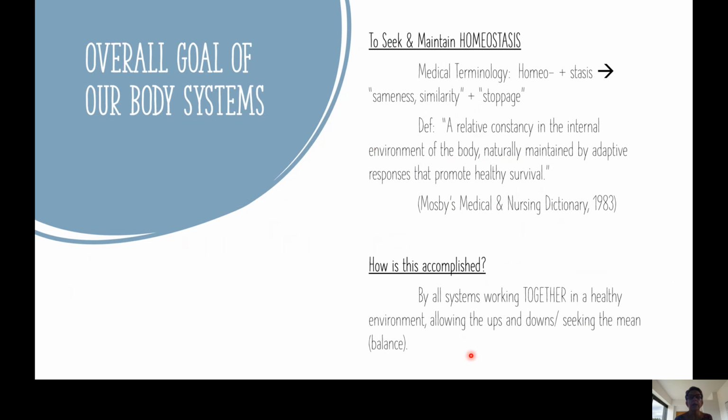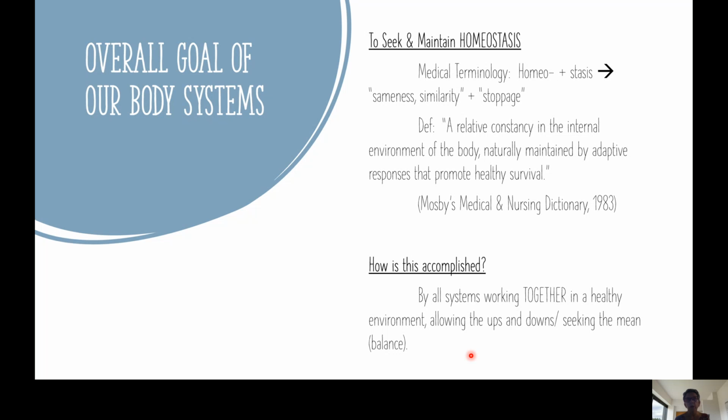So what actually is homeostasis? By definition, homeo means same or similarity. Stasis means stoppage. So what happens is when the body systems get back to the sameness location, whether it's blood pressure or concentration of electrolytes or any of that, it reaches that homeostatic place, and so any changes basically pause for a bit. By definition, back in the 80s at least, in Mosby's, which I still have, homeostasis is defined as a relative constancy in the internal environment of the body, naturally maintained by adaptive responses that promote healthy survival.